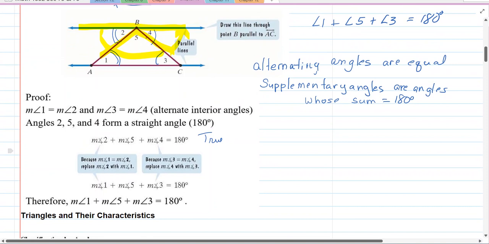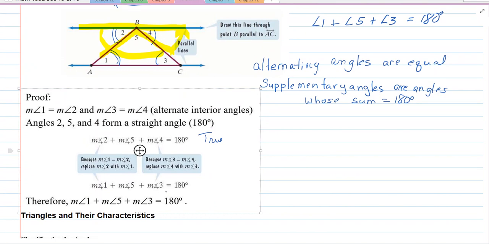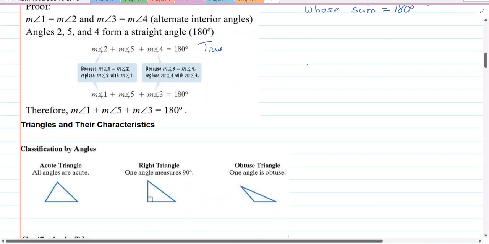And then we have the measure of angle 1 and 5 and 3 is 180. That's also true by Euclid's theorem. So then we can say angle 1, 5, and 3 equal 180. So there you have it.